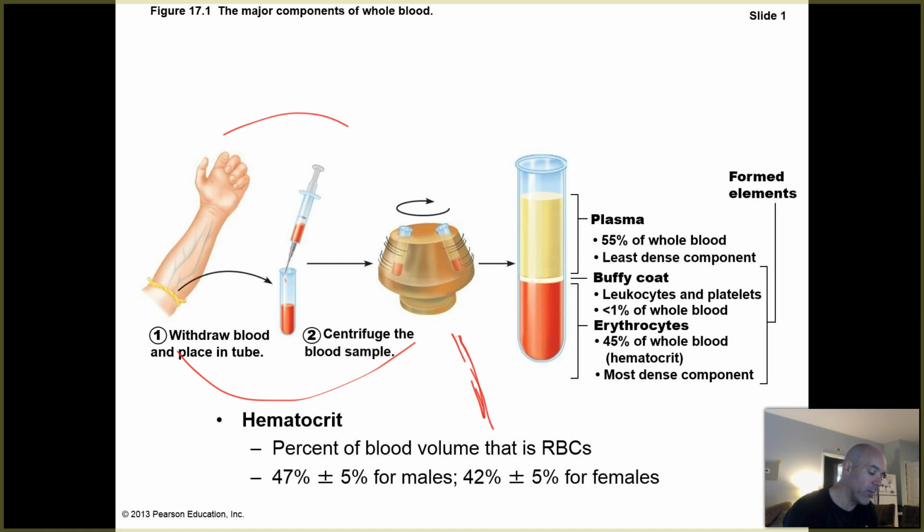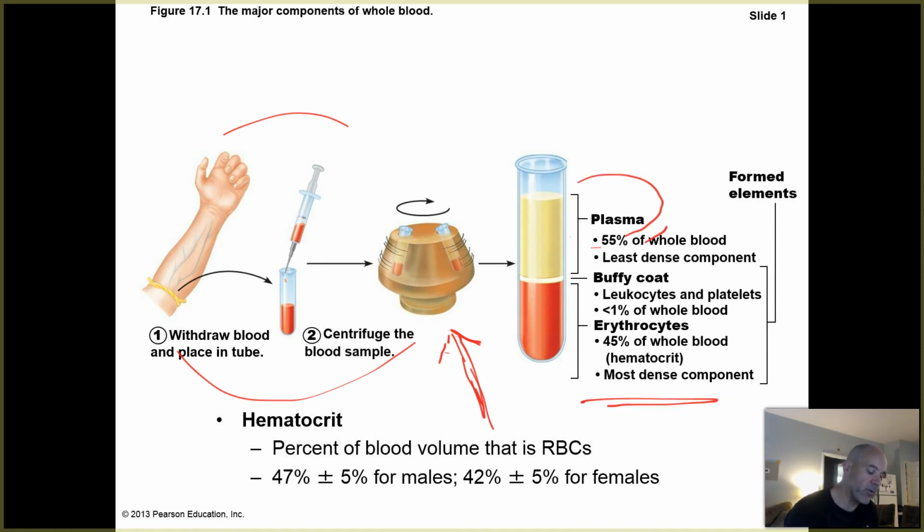If you let it sit and allow the components of the blood to settle by gravity, or if you, in a laboratory, put the blood into a machine called a centrifuge that spins around really quickly, that basically speeds up the settling properties of gravity. Blood separates into three major components. You have your plasma, the liquid portion of the blood.